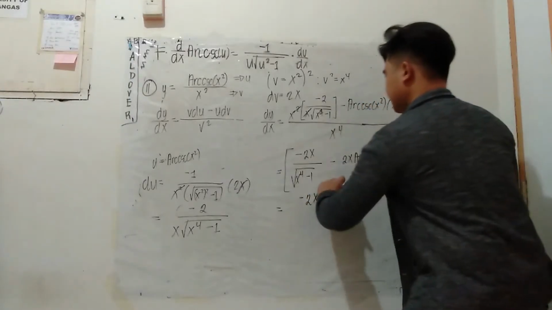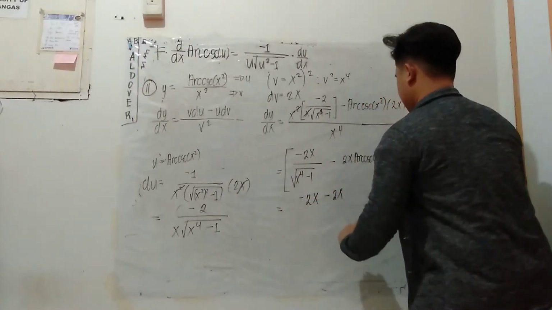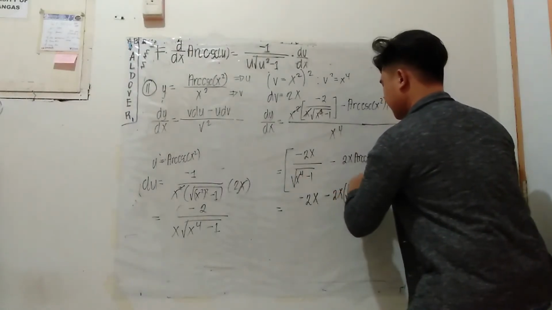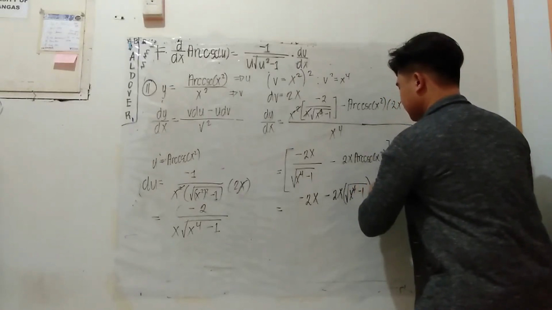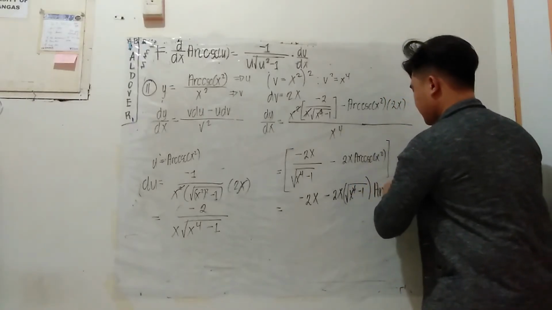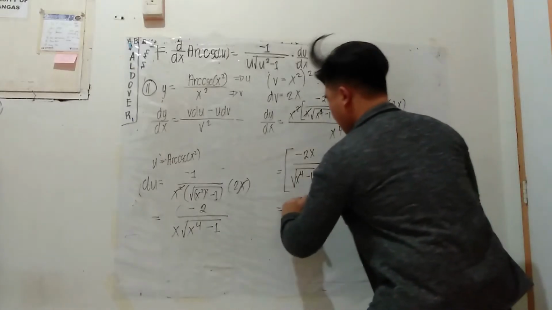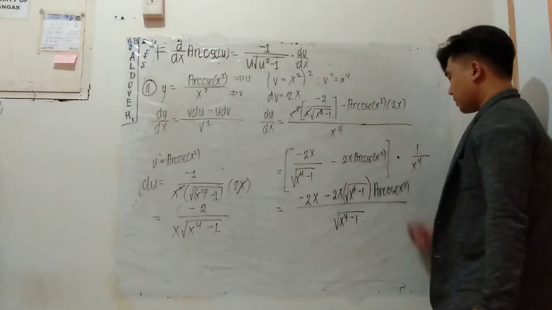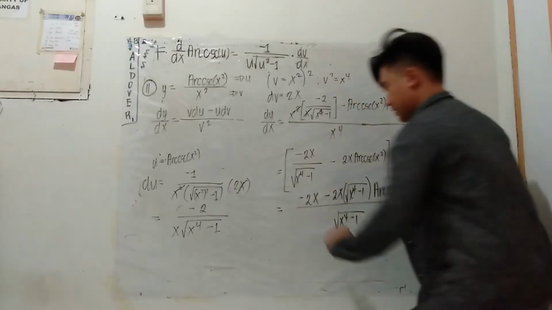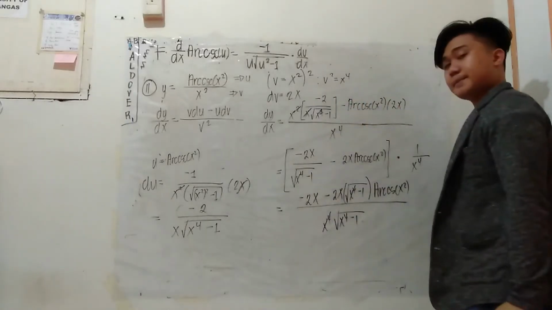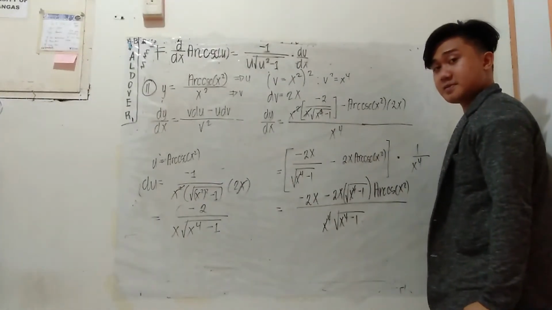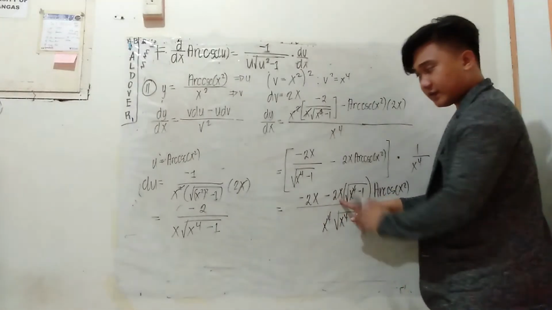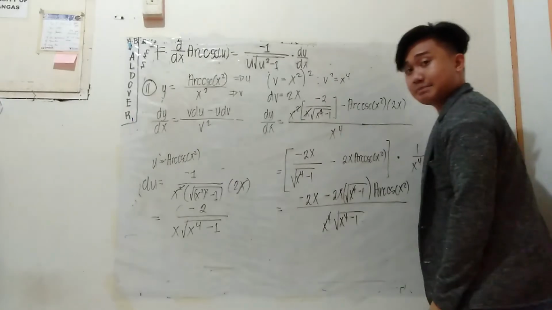minus 2x square root of x raised to 4 minus 1 times arc cosecant x squared, all over square root of x raised to 4 minus 1. Don't forget, x raised to 4. Okay? Are you following? Then, if you look, they have a common factor. And if I factor it out, something will cancel in the denominator.